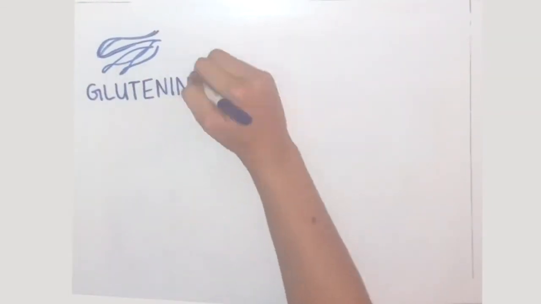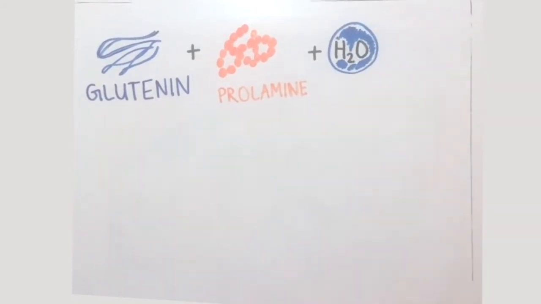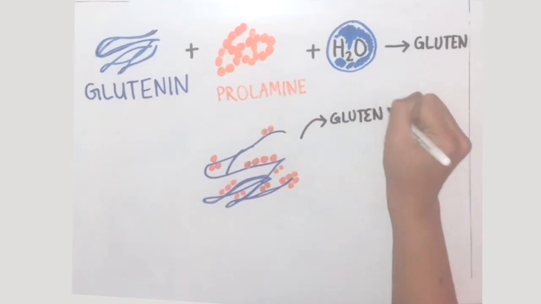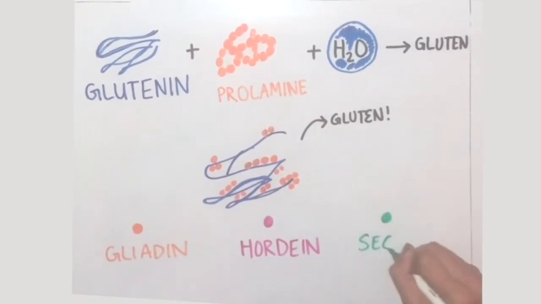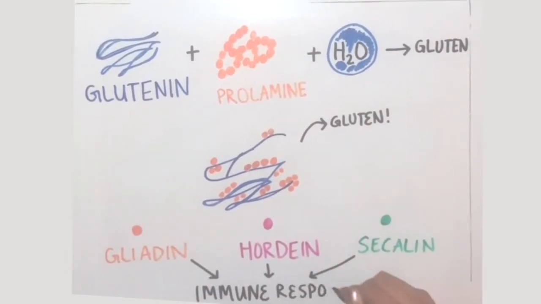Gluten is made up of glutamine and prolamines. With the addition of water, it forms an elastic bond to form gluten. This is how bread rises without falling apart. In wheat, the specific prolamine is gliadin, in barley it's hordein, and in rye it's secalin. However, all three kinds of prolamine activate an immune response in those with celiac disease.